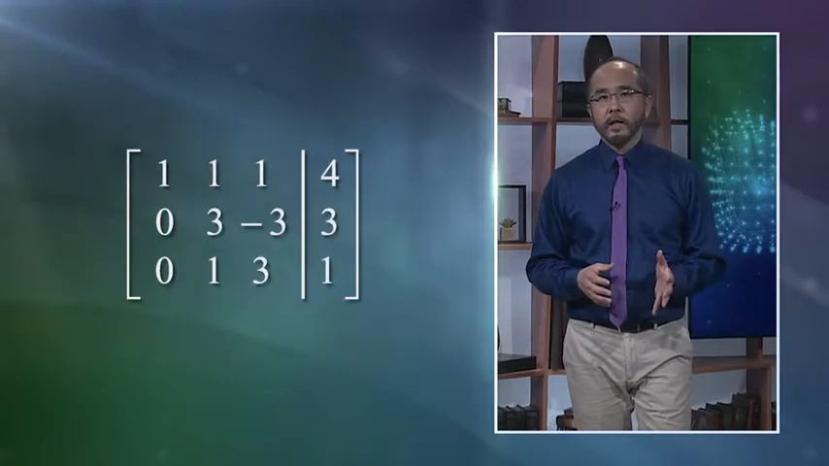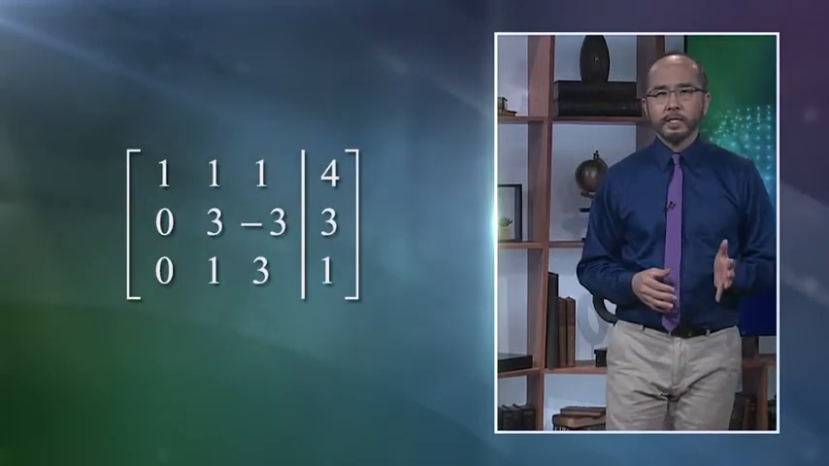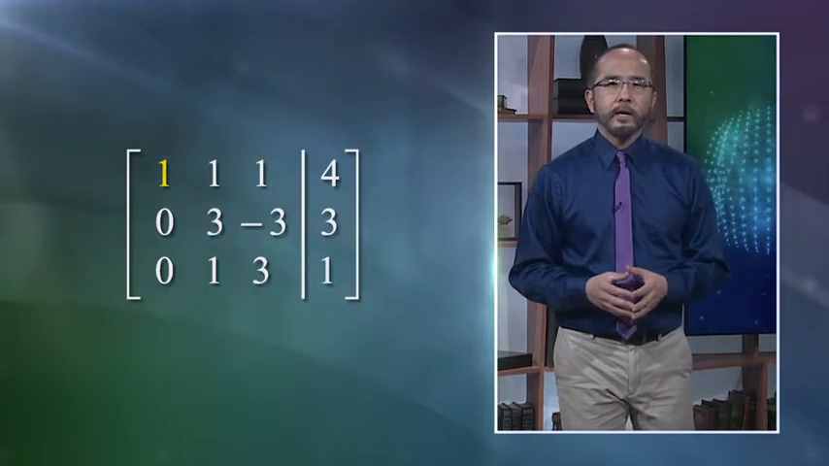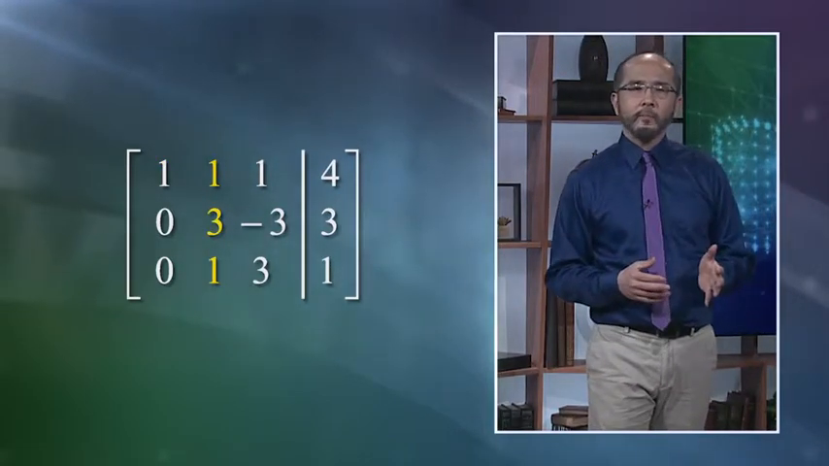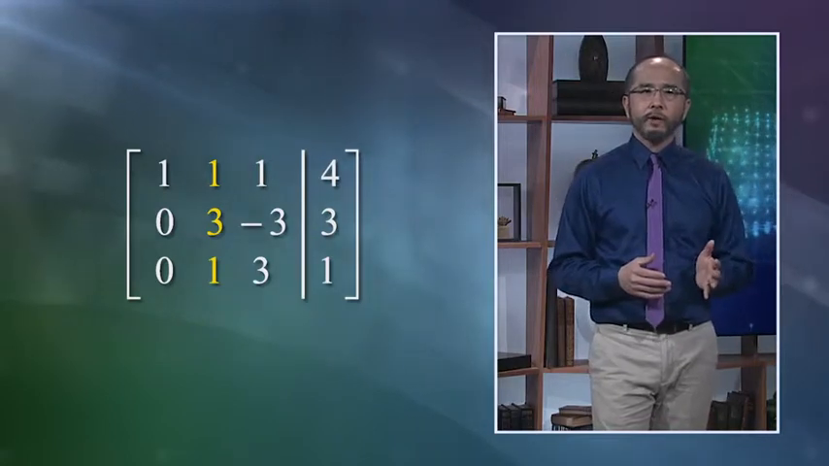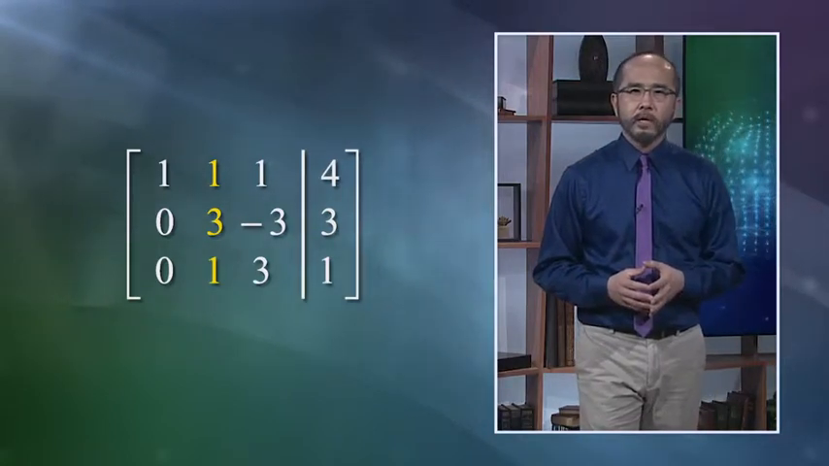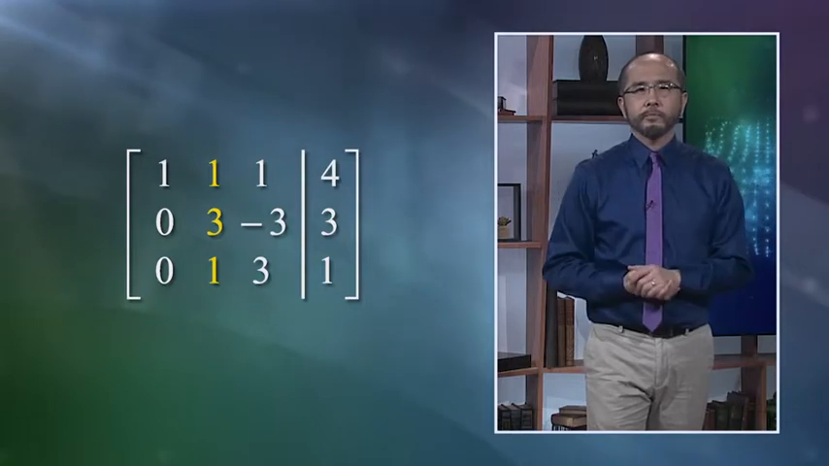Let's return to our example. You see here that I had zeroed out the first column except for a 1 at the top. Now look at the second column. Since I realize I want to have a 1 in the main diagonal, I'm going to do another thing that won't change the set of solutions. I will swap the rows.